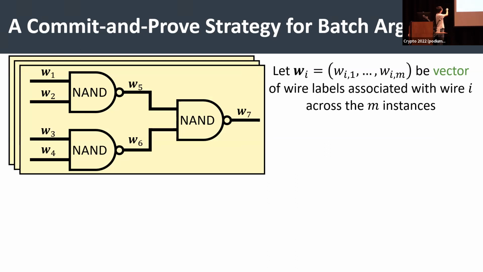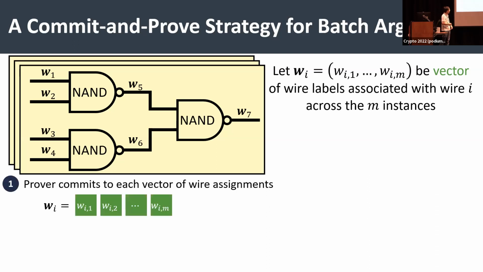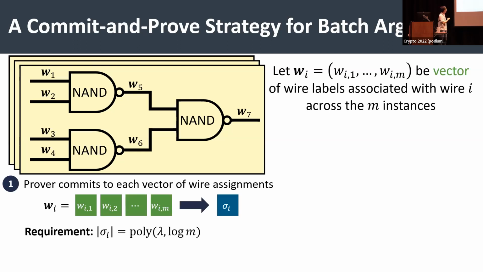And so essentially what you can see is that for each of these wires, we actually have a vector of M wire labels, one wire assignment for each instance in my relation. So the first thing the prover is going to do is construct a vector commitment to each of these wires in the Boolean circuit. Each of these vector commitments is a commitment to M wire assignments, M 0-1 values.